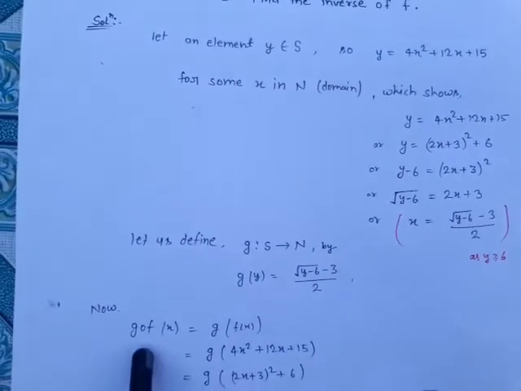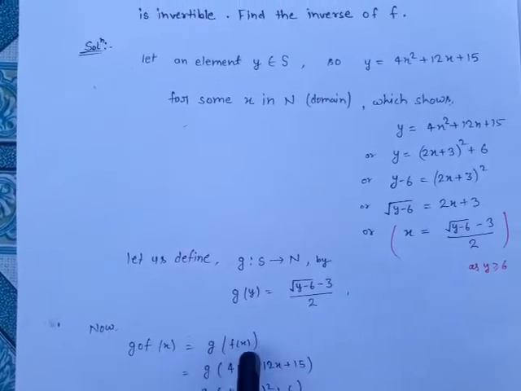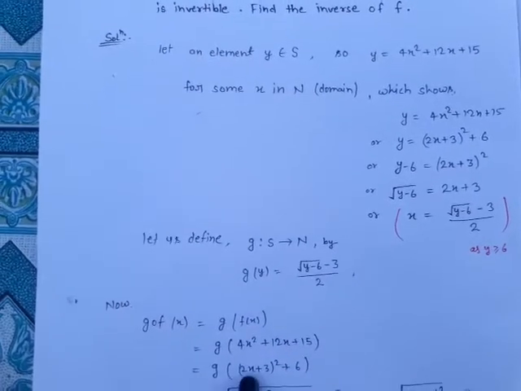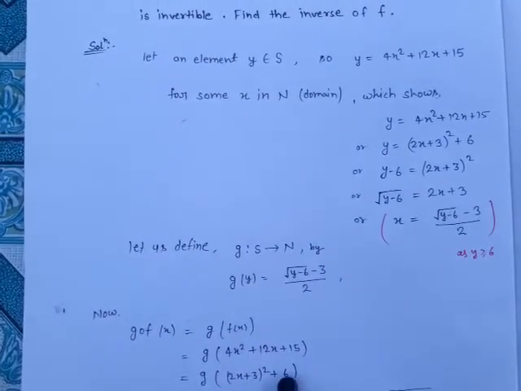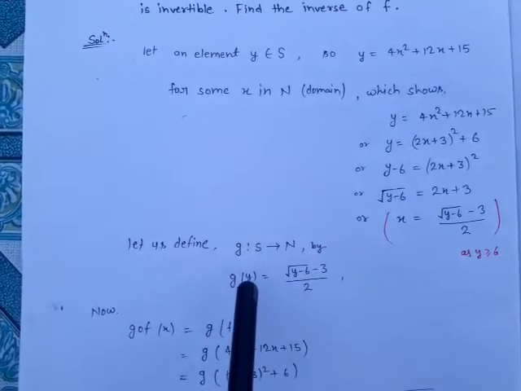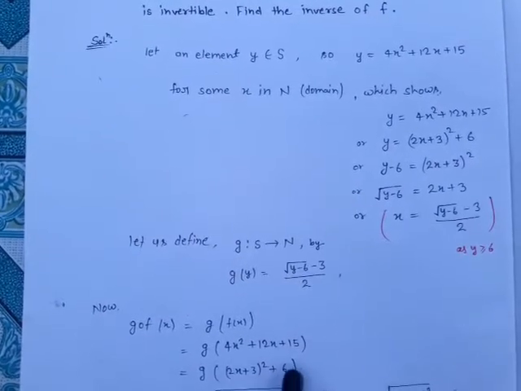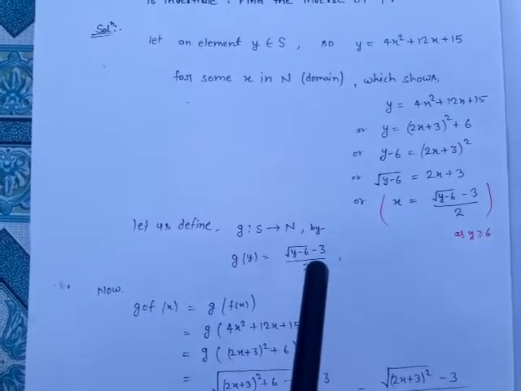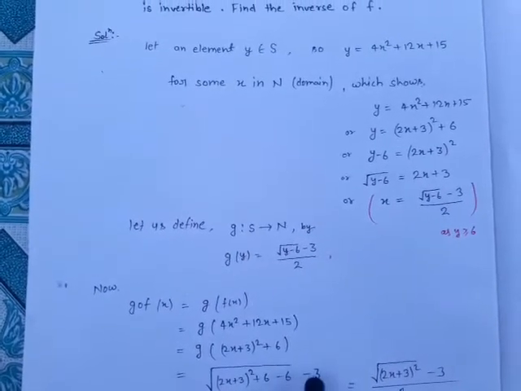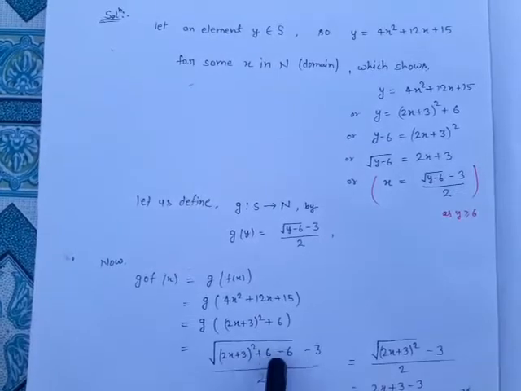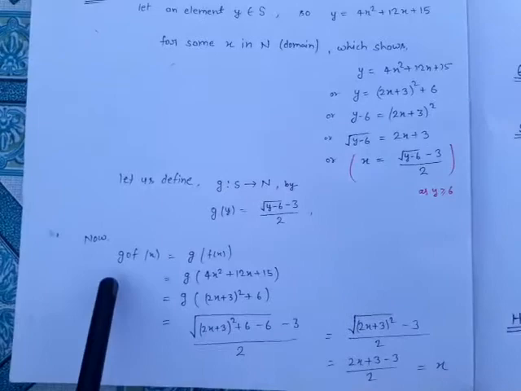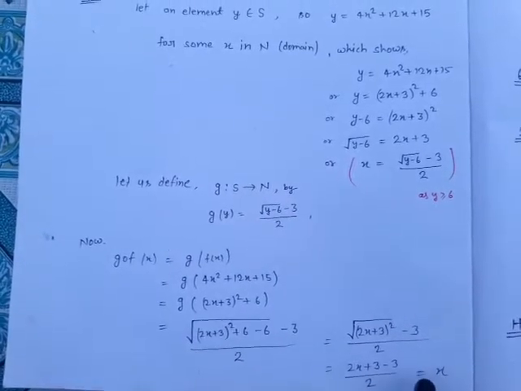Now gof(x) = g(f(x)), and putting the value of f(x), this can also be written in this form: (2x + 3)² + 6, and we know the value of g(y) is this. In place of y we put this whole value. Now √(y − 6) can be written with the value of y in place of this, and minus 6, minus 3, whole by 2. Minus 6 plus 6 cancel out, and after solving we get x. So g(f(x)) = x, that is identity.